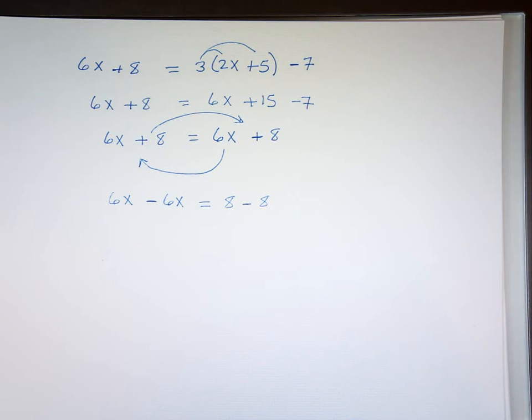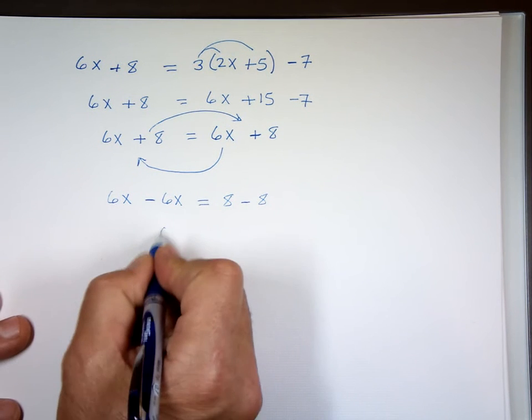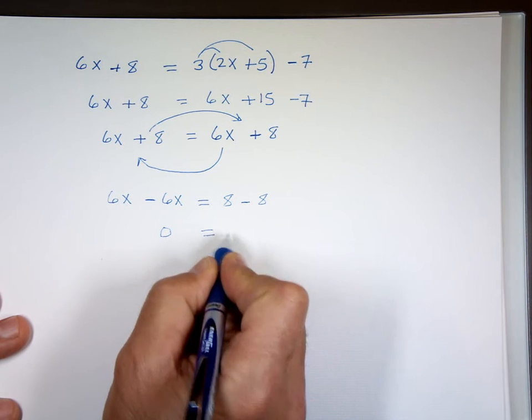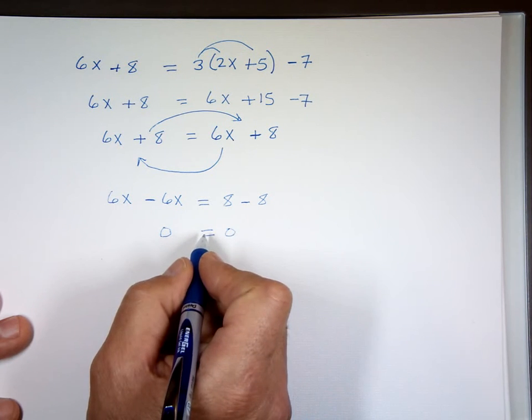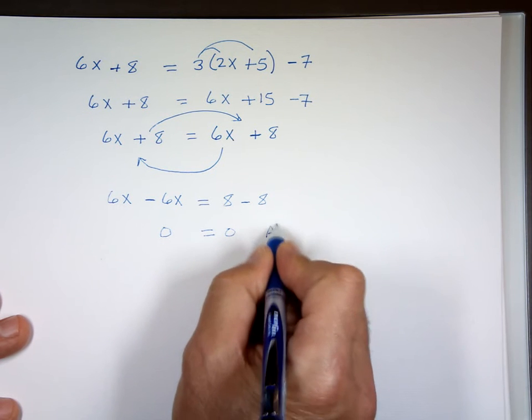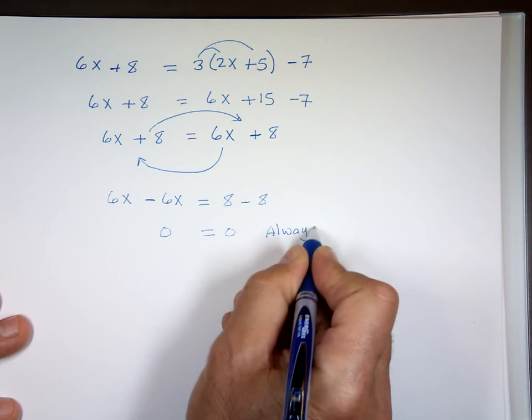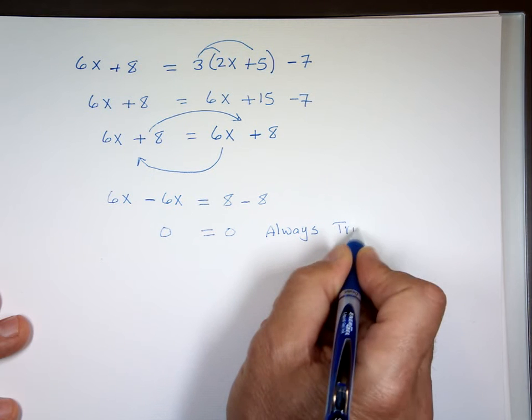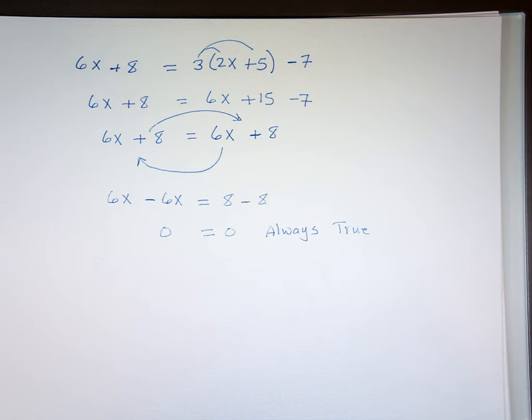What is 6x minus 6x? 0 equals what? 0. This is always true. Any day you wake up, any time, 0 is always going to be equal to 0. What does that mean? What's the solution? What number can we use? Any number. You have an infinite solution to that one. Any value of x will work here.